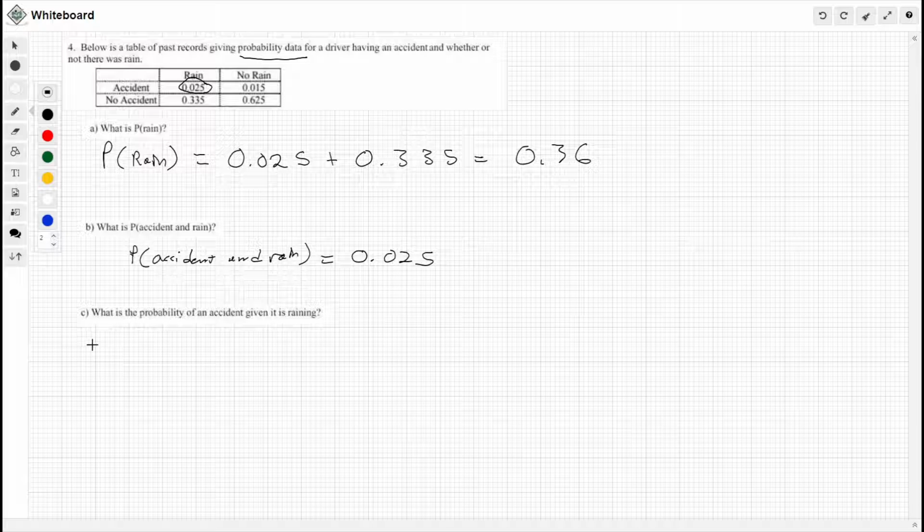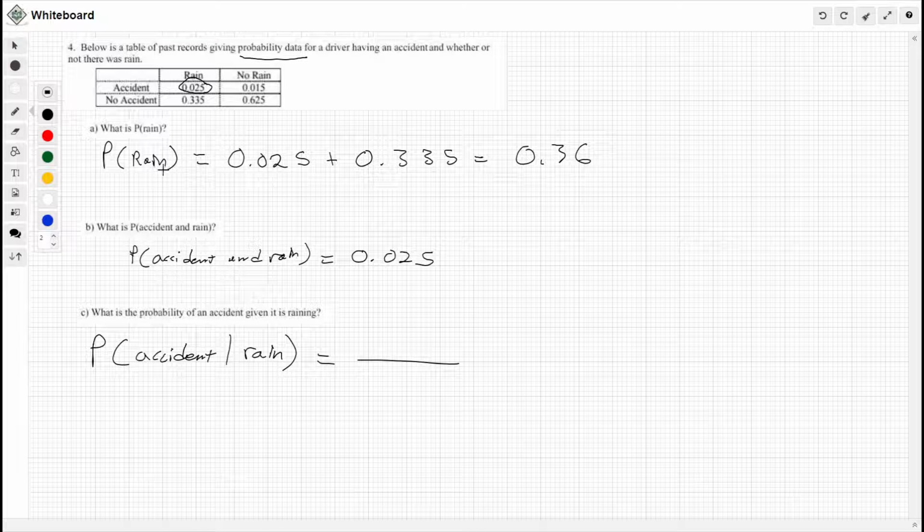Part C, what is the probability of an accident given it is raining? So that's a conditional probability question. The probability of an accident given that it's raining. So the denominator changes here. It's not going to be out of 100, or 1 for 100%. It's going to be determined by the condition. The condition is it's raining. So our probability denominator is going to be 0.025 plus 0.335, the probability that it's raining.